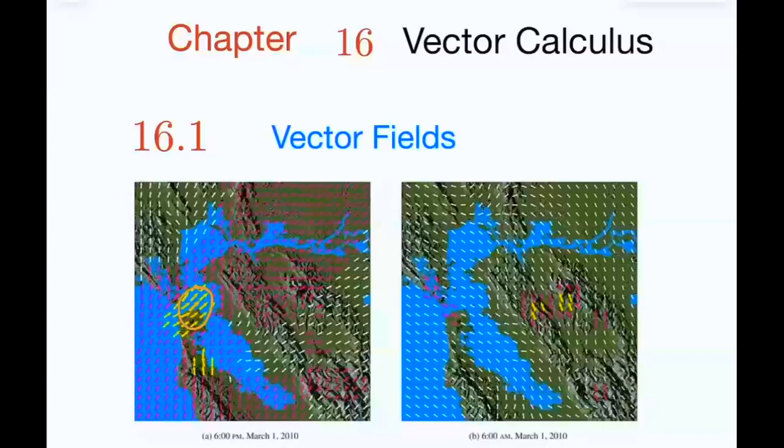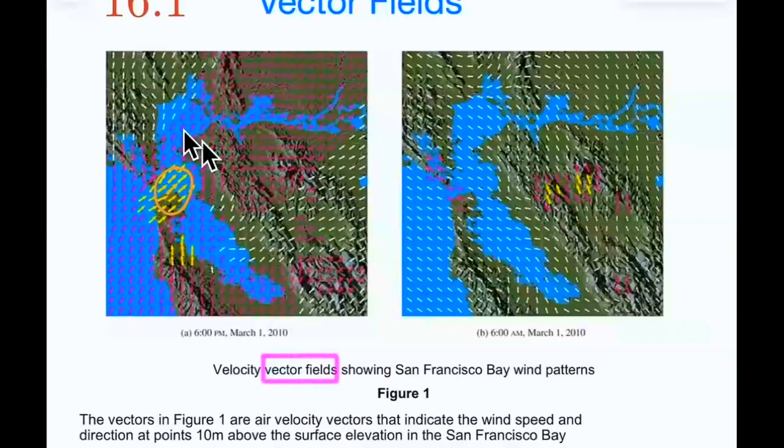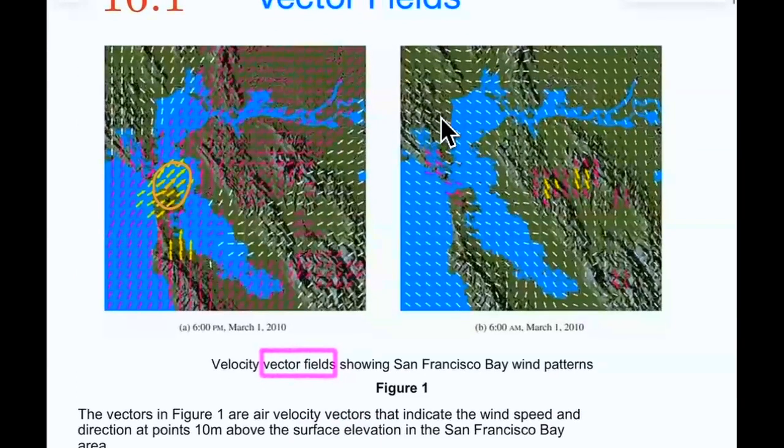We are starting a new chapter today. 16.1, we talk about vector fields. What do you see in these two pictures over here? What are the two pictures about? Both of them are indicating the wind speed at the Bay Area.